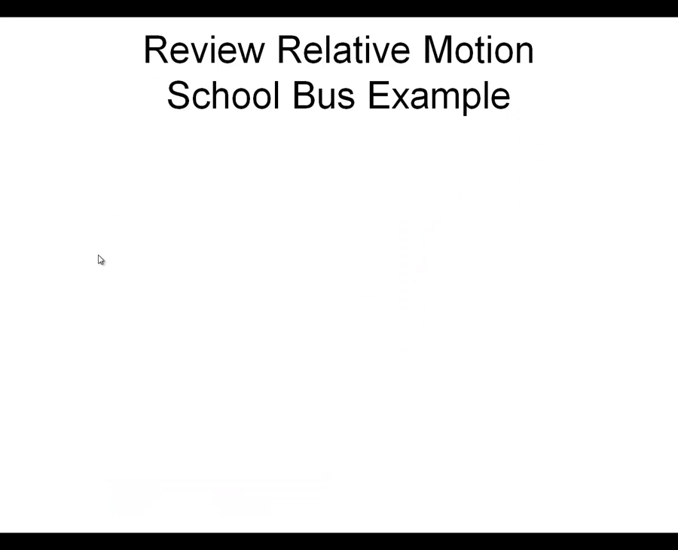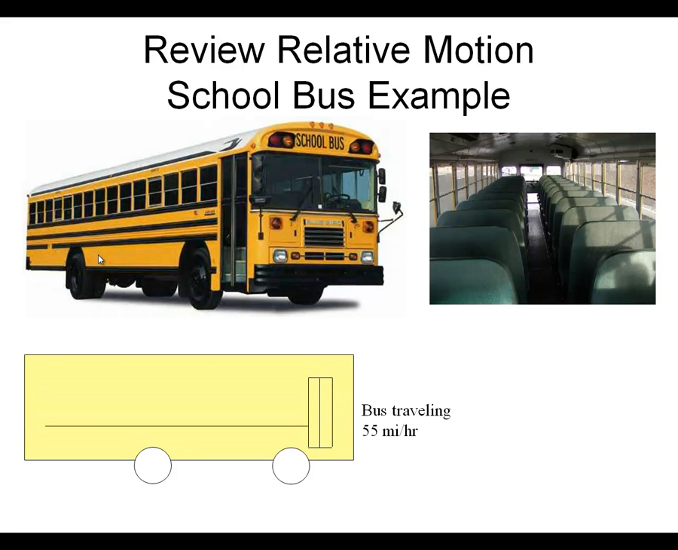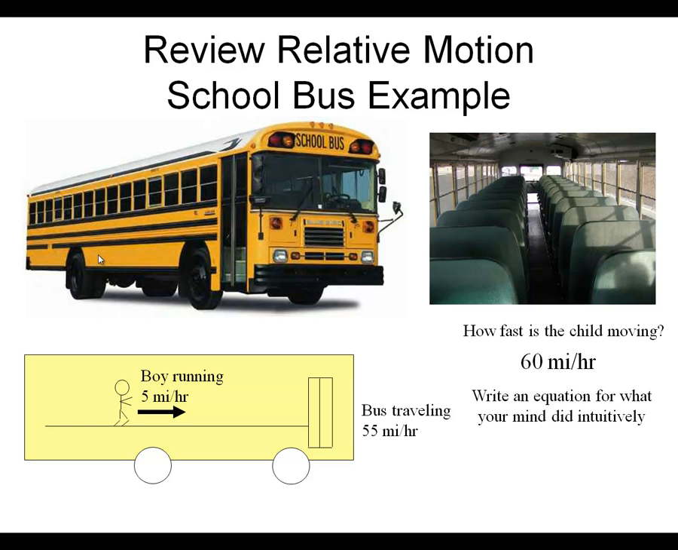Okay, now let's also review this relative motion, the school bus example. If you remember, if there's a boy on a bus, and the bus is traveling 55 miles an hour, and this boy is running down the aisle at 5 miles an hour, we developed an equation that said that the boy is actually moving at 60 miles an hour.